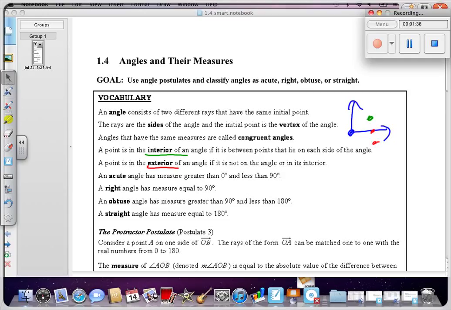The measure of angle AOB is equal to the absolute value of the difference between the real numbers for OA and OB. That's just saying it should always be positive. Angles aren't negative. The angle addition postulate is very similar to our segment addition postulate, except we're dealing with angles.